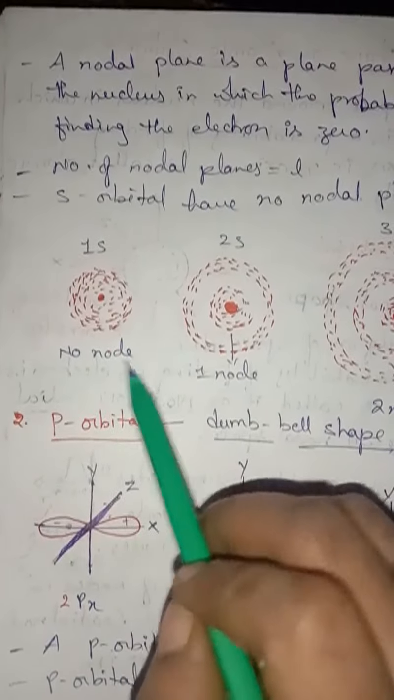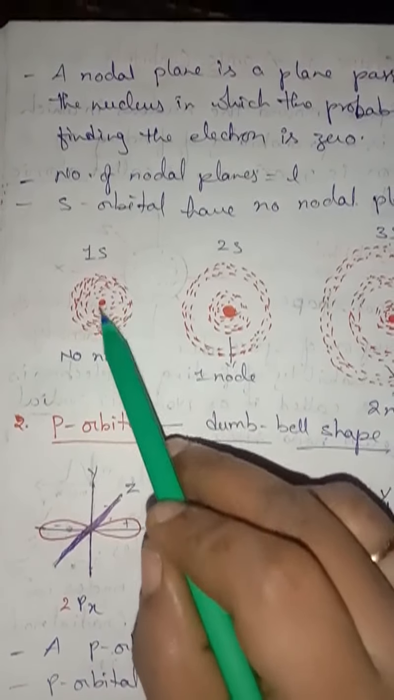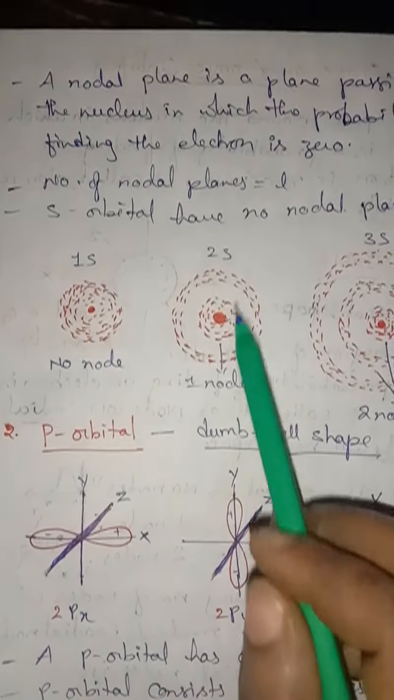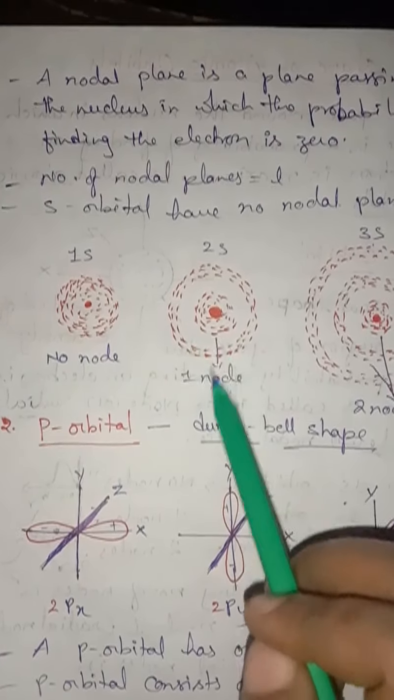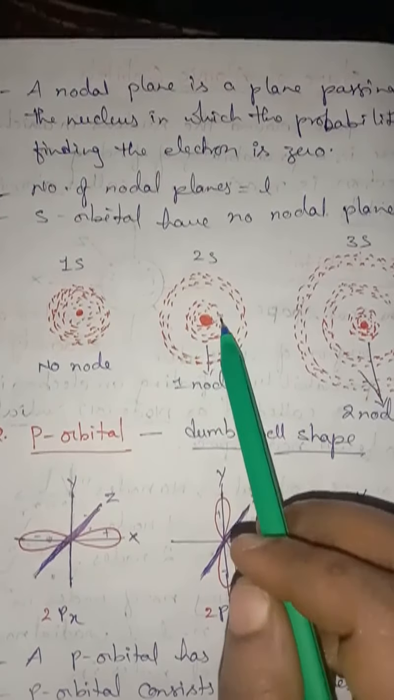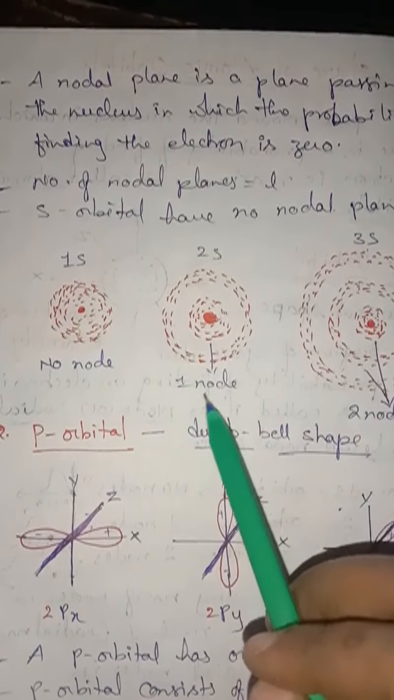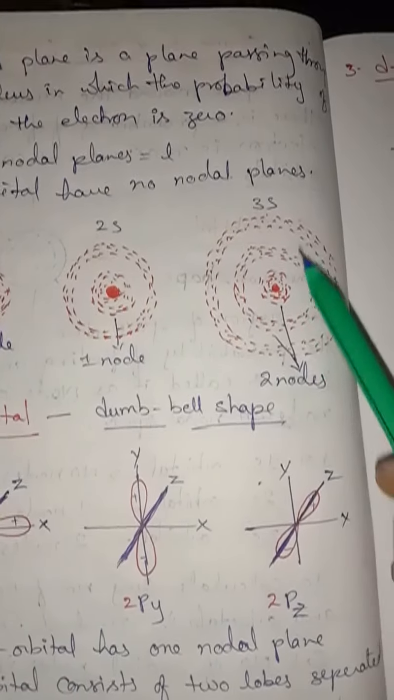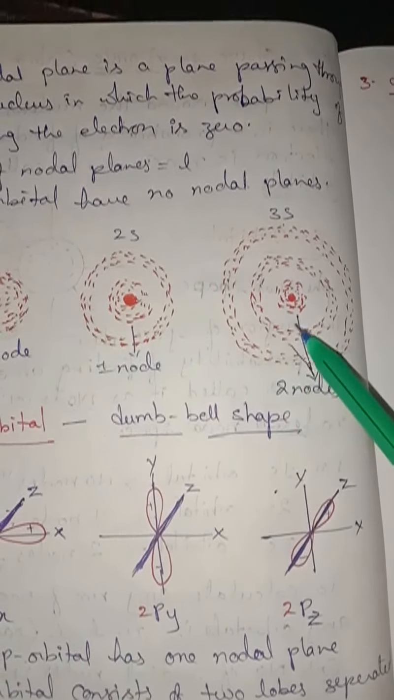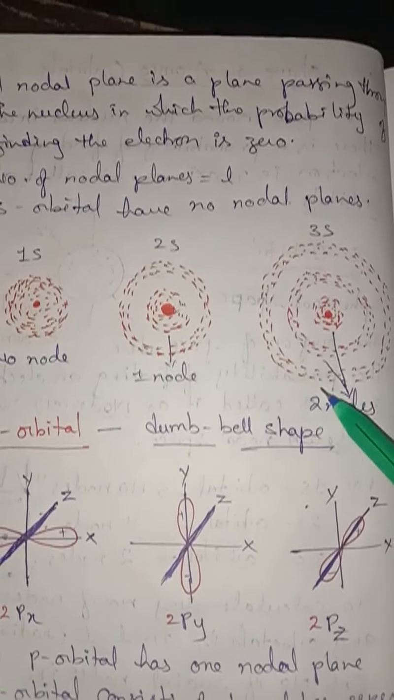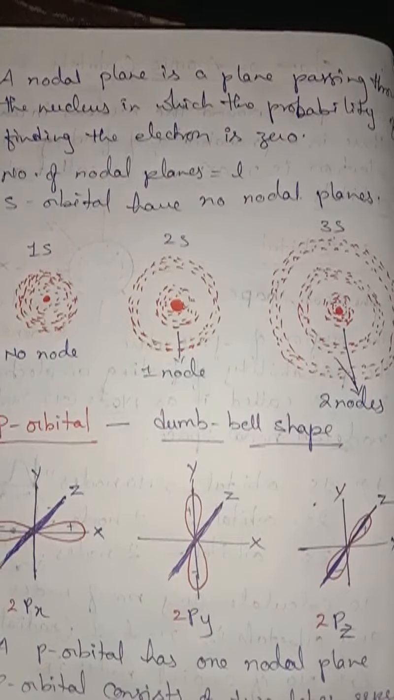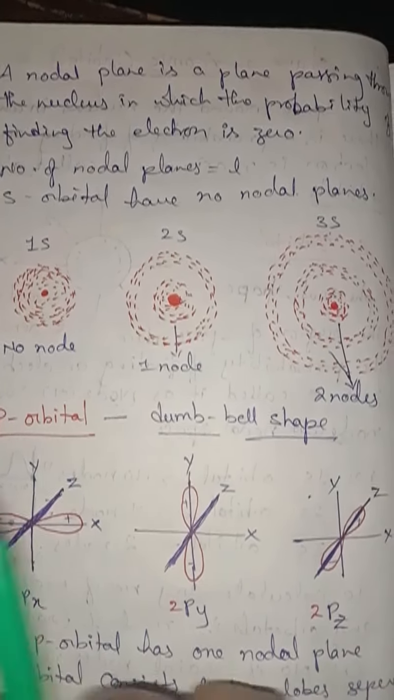Look here. For the 1s orbital no nodes are present, isn't it? For the 2s orbital one node is present. There is a distance between these two; it is a joining between the 1s orbital and the 2s orbital, so one node is present. For the 3s orbital two nodes are present. Clearly you can see here, these are called nodes. A node is a point where we cannot find an electron, isn't it?